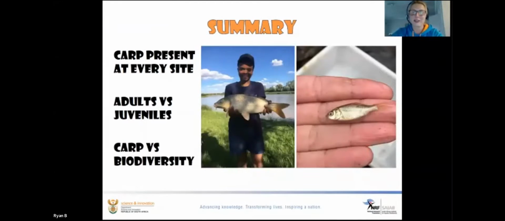So what can I tell you that we learned about carp on the Orange River? Well, carp were present at every single site we visited and were relatively easy to find. What was quite interesting was that downstream of Haripe, all we found was adults, and upstream only juveniles. I honestly believe this is probably more of an artifact of the survey methodology. I would be amazed if carp weren't breeding downstream.